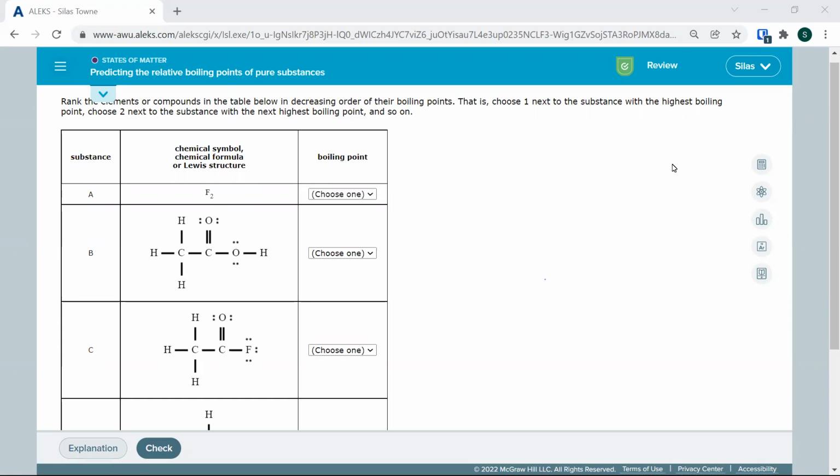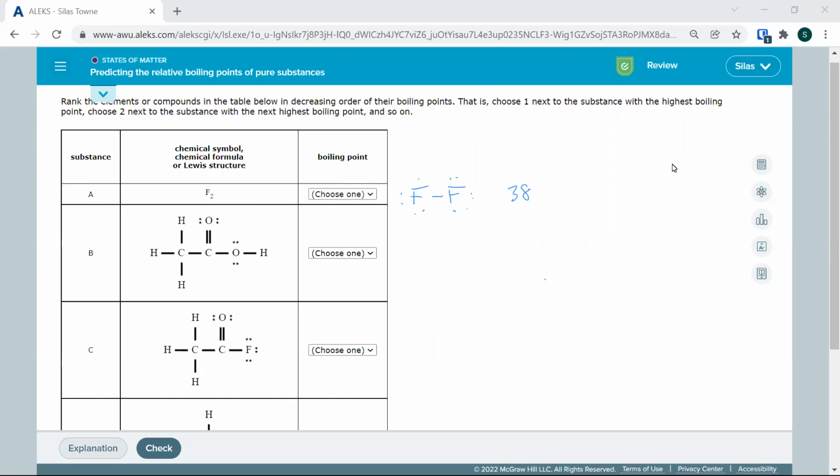We got F2 here, which is just F bonded to itself. It would look like that. If you did the Lewis structure, it would look like this. So not polar, covalently bonded. And then we got its molecular weight, which is about 38, 19 times 2.